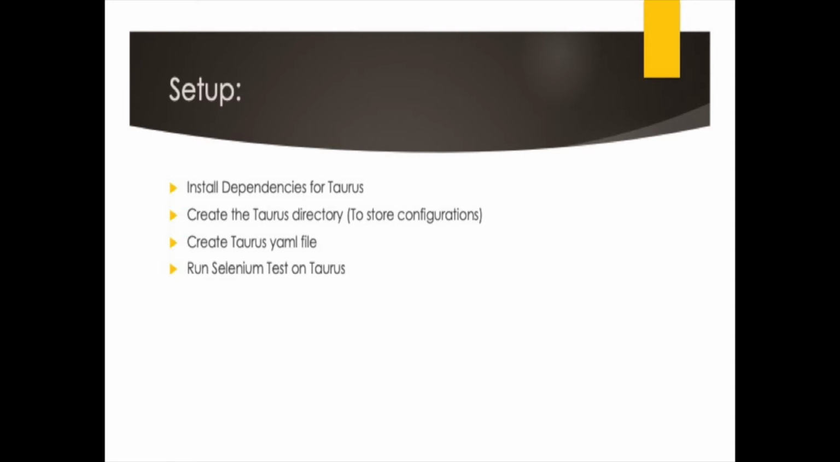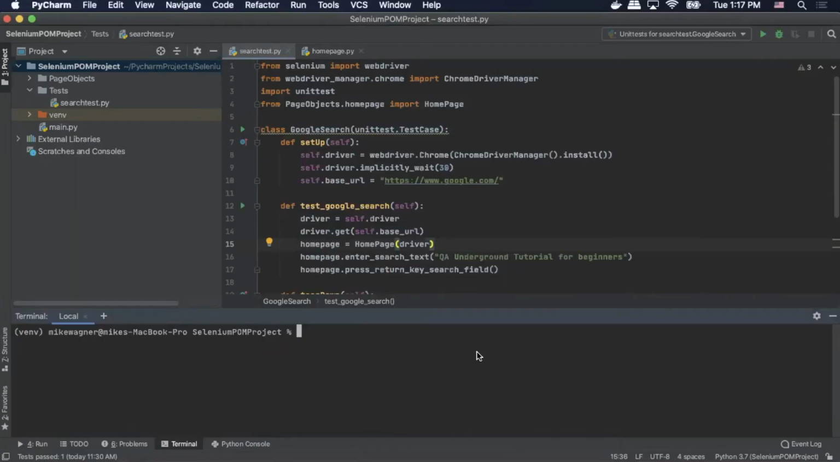The first thing we will do is install our dependencies for Taurus. Then we will create the Taurus directory where we will store our configurations, then create the Taurus YAML file, and finally run the Selenium tests on Taurus. The first thing we need to do is to install Taurus. We'll do so by running pip install bzt.